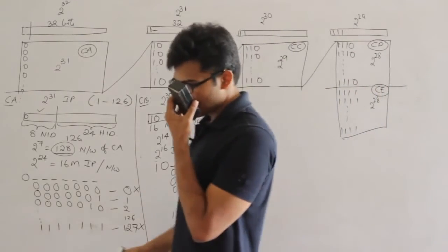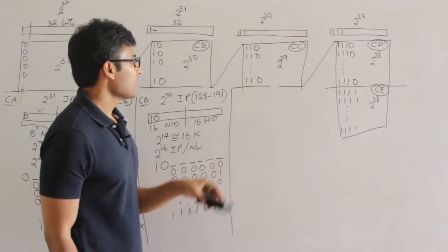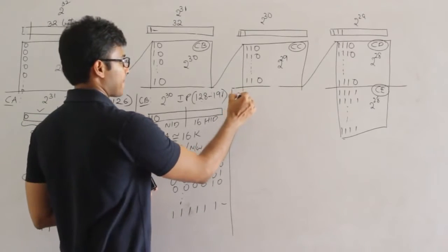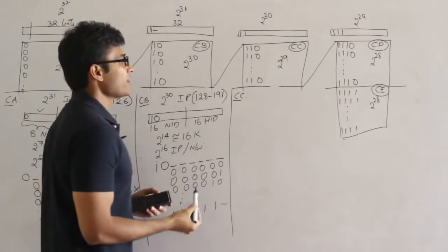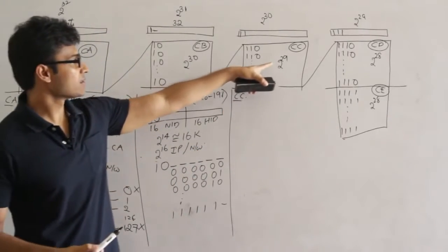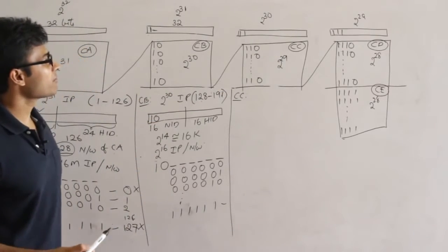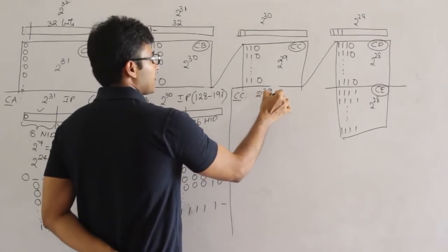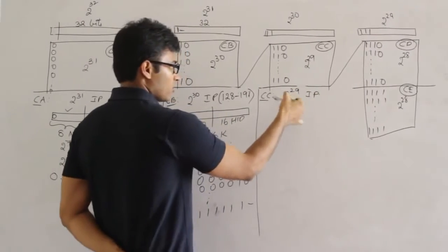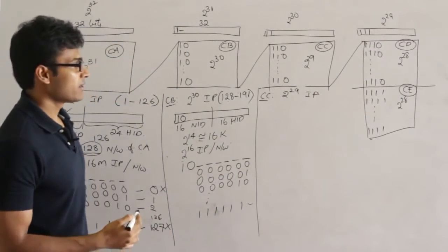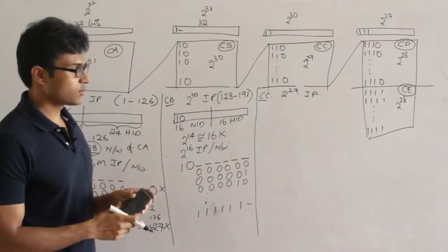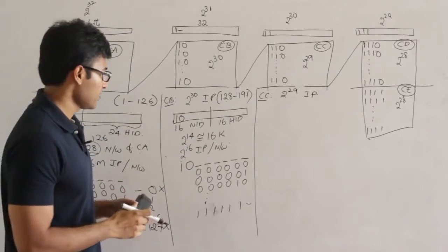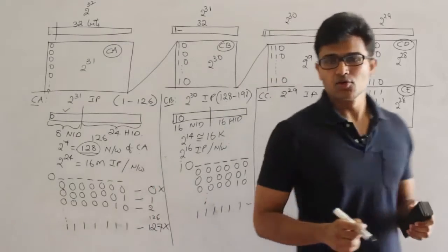Now let's come to this class C. In class C again, the total number of IP addresses present is 2 power 29. Now we are going to take these 2 power 29 IP addresses and divide them into networks and hosts, right? So how did they do it?